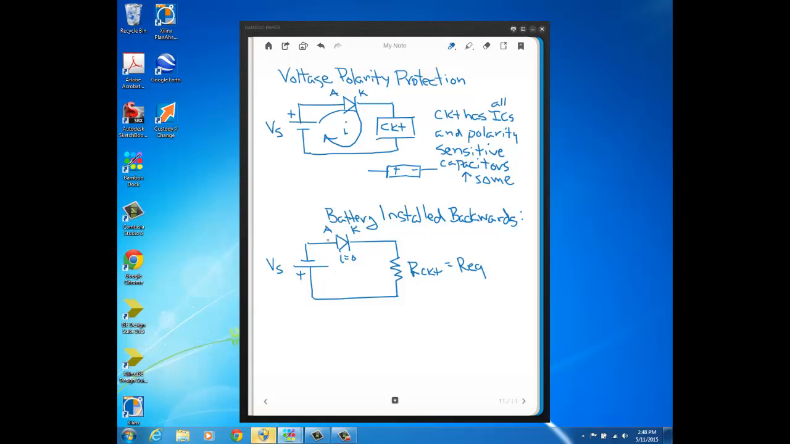So any type of electronic device that has a battery that is accessible by the consumer will have a diode like this between that battery and the circuit that has the ICs and the voltage polarity sensitive capacitors to perform this protection that we just talked about. Okay, the next few videos will be on another application of diodes called rectification.